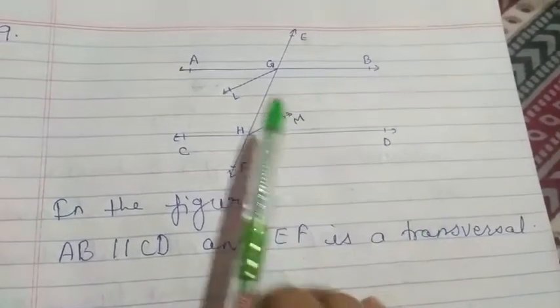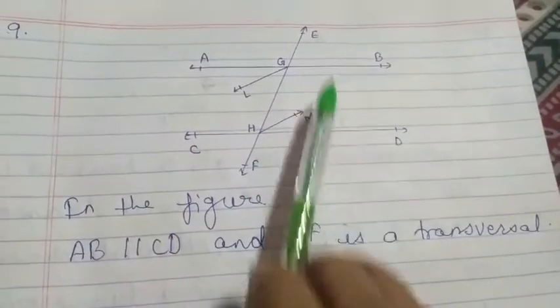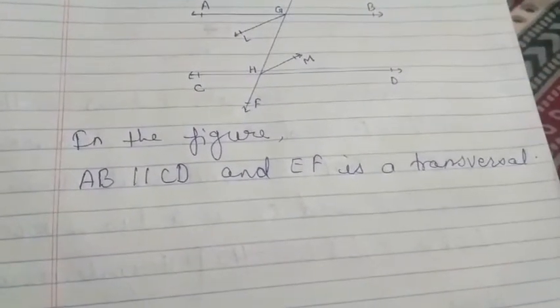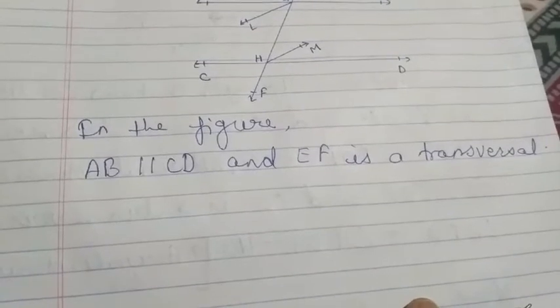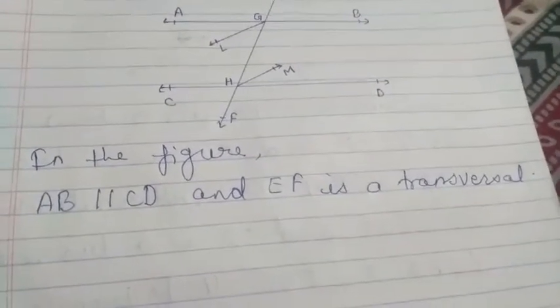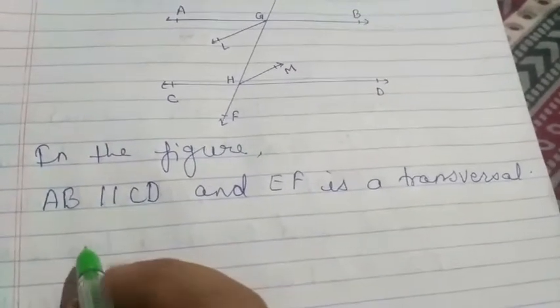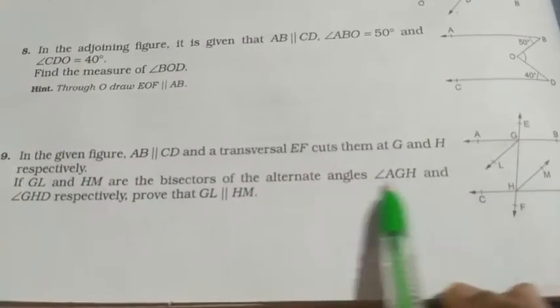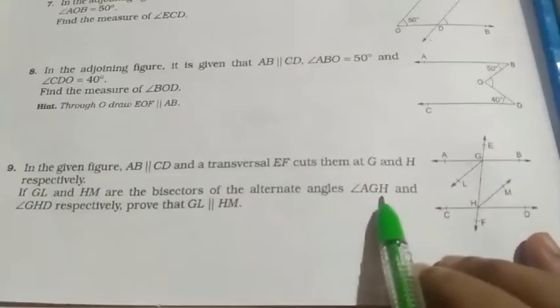Okay. So AB is parallel to CD and EF is a transversal. The second information given is that angle AGH and angle GHD are alternate interior angles. Alternate angles are given here, so I only retain whatever is given. Angle AGH, this is given. I am not telling it on my own. The alternate angles, this is given in the book. Angle AGH and angle GHD. So simply write down that one.